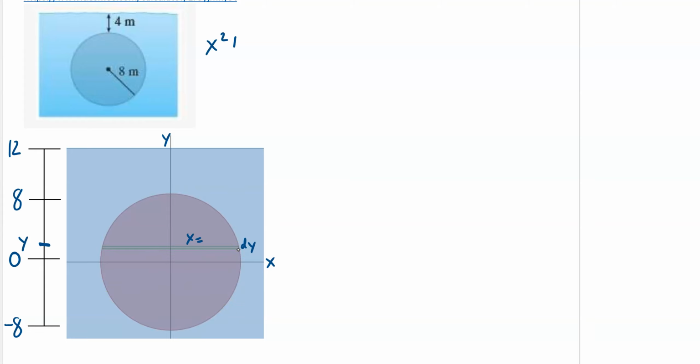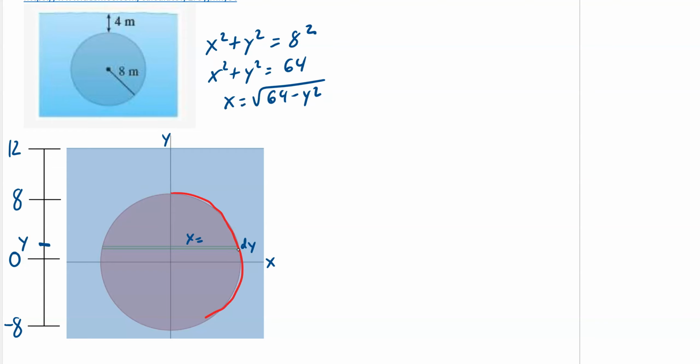So our equation would be x squared plus y squared equals 8 squared. So that would be x squared plus y squared equals 64. And again, you have to solve for x. So 64 minus y squared. And like I said before, that's going to give us this side only. So that's what that equation gives us, which means we're going to have to double it just like before. So let me plug that in over here.